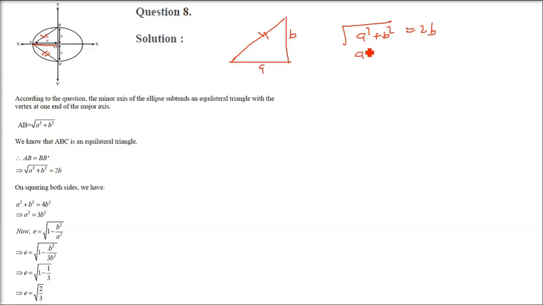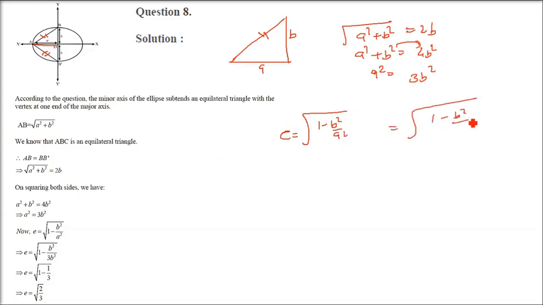Now square both the sides. a square plus b square is 2b whole square, that is 4b square. So b square you can take on the right hand side. a square will be 3b square. Now eccentricity, we know the formula. e will be equal to under root 1 minus b square by a square. In place of a square you are going to put 3b square. So just cut it. 1 minus 1 by 3 is 2 by 3, under root 2 by 3. And that is going to be your eccentricity.